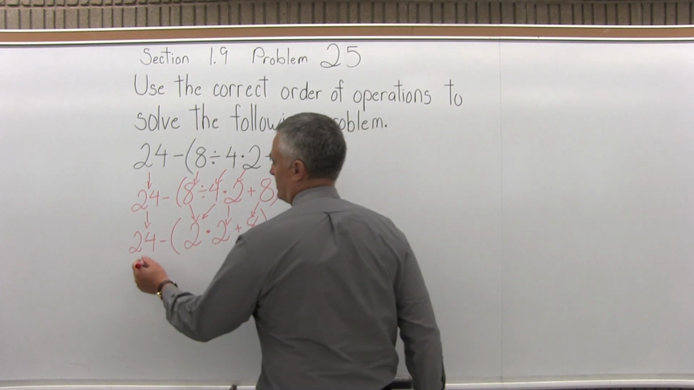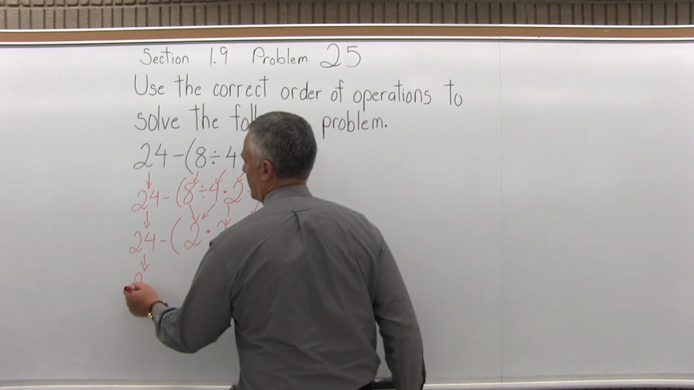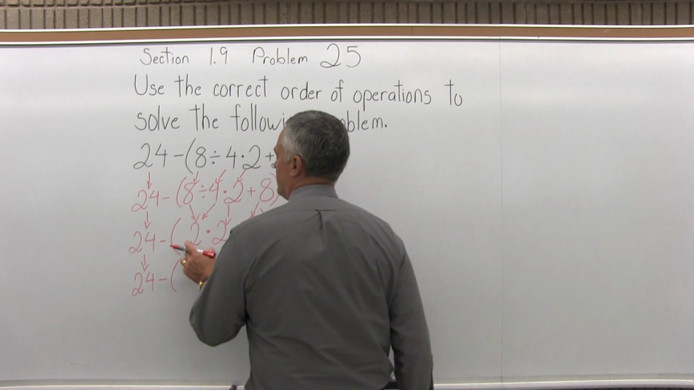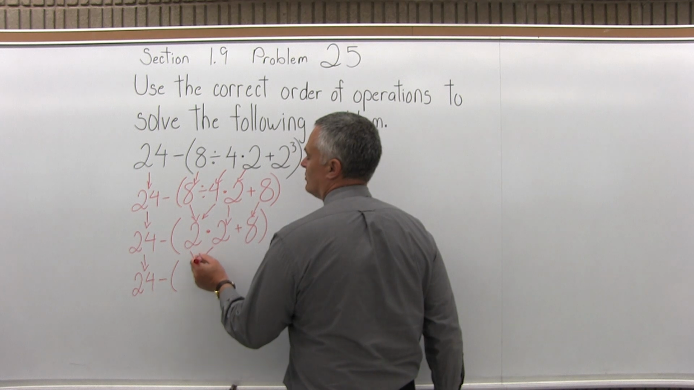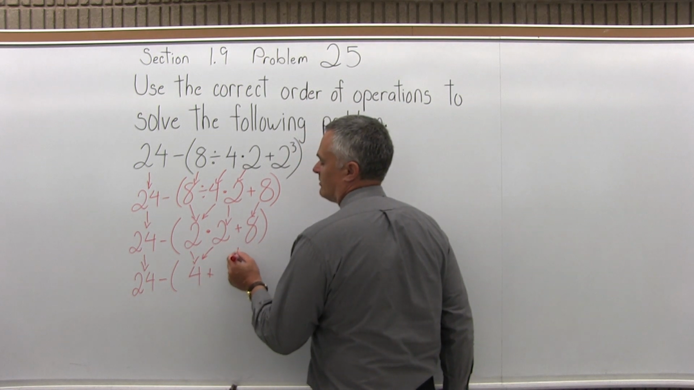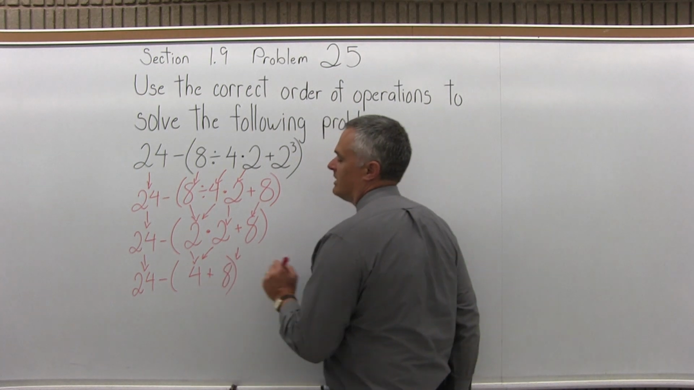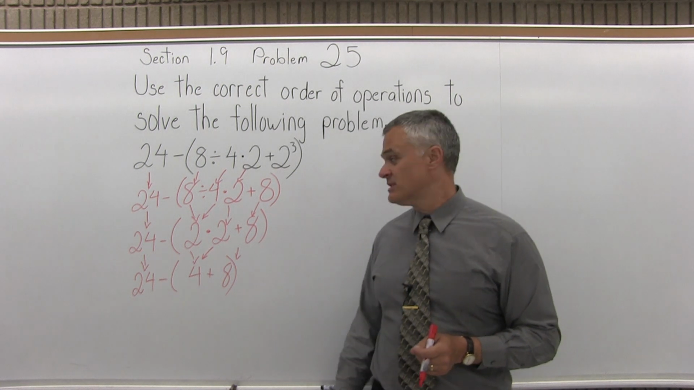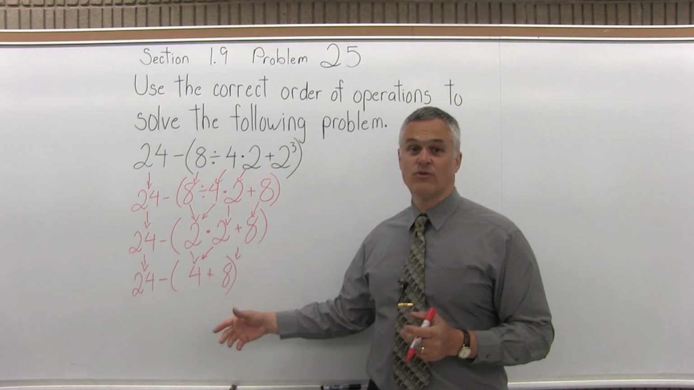So once again, the 24 will just get dragged along and not get involved yet. Minus, I'll have my parentheses. Now 2 times 2 is 4, and then plus the 8 will just come straight down. Now I only have one last thing to do to finish the parentheses, which is 4 plus 8. 4 plus 8 is 12.